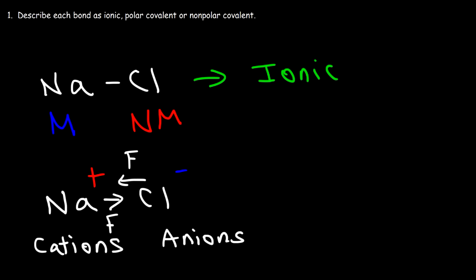Now, it's important to understand the difference between an ionic bond and a covalent bond. In a covalent bond, the electrons are shared. In an ionic bond, the electrons are transferred. So in a polar covalent bond, they're shared unequally, but in a nonpolar covalent bond, the electrons are shared equally.